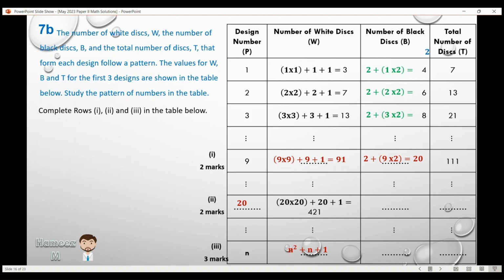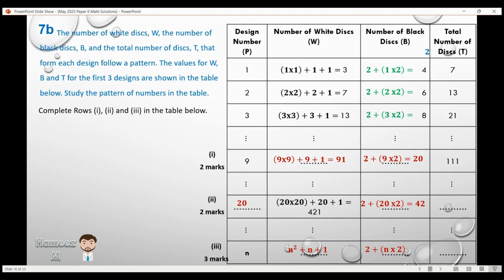And then if we went to part 2 and we look at where the design number is 20, it'll be 2 plus 20 by 2, which is 40. 40 plus 2 is 42. So by the time we're at the base, it'll be 2 plus n times 2, or 2n.